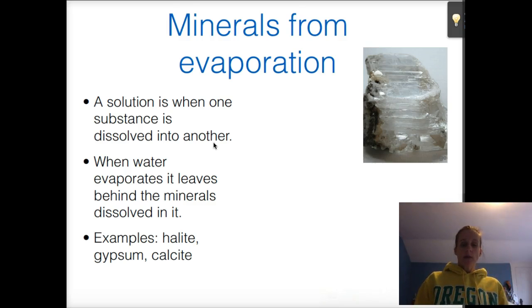So a lot of these types of minerals are salts. So halite is a great example. Gypsum and calcite are also other examples of this. We find a lot of these gypsum type mines out in the American Southwest. I actually have a great example of a gypsum rose in the class that we'll take a look at tomorrow.